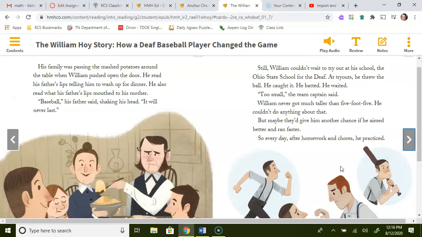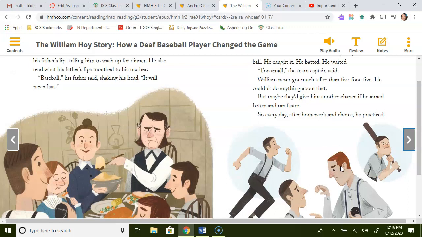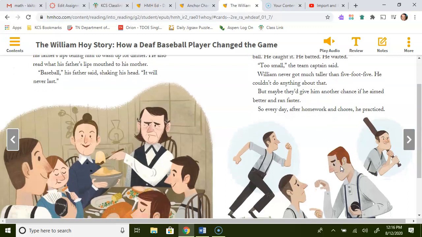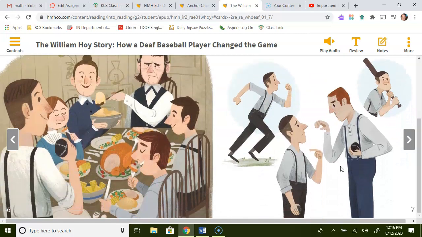Still, William couldn't wait to try out at his school, the Ohio State School for the Deaf. At tryouts, he threw the ball. He caught it. He batted. He waited. "Too small," the team captain said. William never got much taller than 5'5". He couldn't do anything about that. But maybe they'd give him another chance if he aimed better and ran faster. So every day after his homework and chores, he practiced.